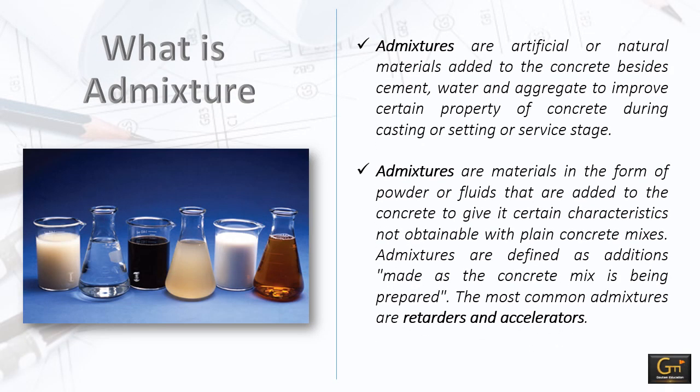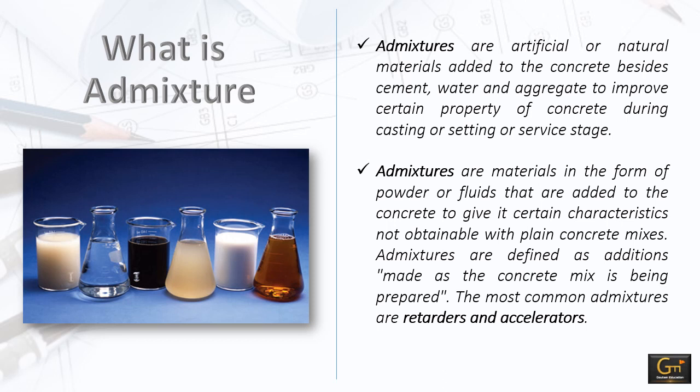So what is admixture? They are basically artificial or natural materials added to the concrete with cement, water and aggregate to improve the quality or property of concrete during the casting, setting and service stage. We can also understand the admixture by its second definition. That means the material in the form of powder or fluid that are added to the concrete to achieve certain characteristics. So admixtures are defined as additions made as the concrete mix is being prepared.